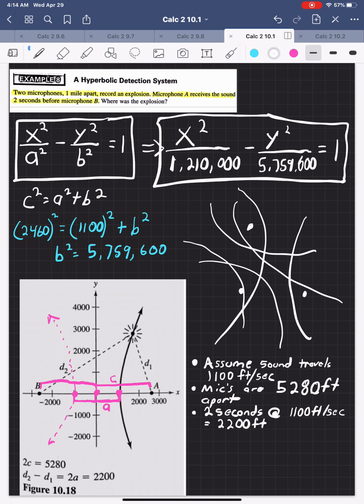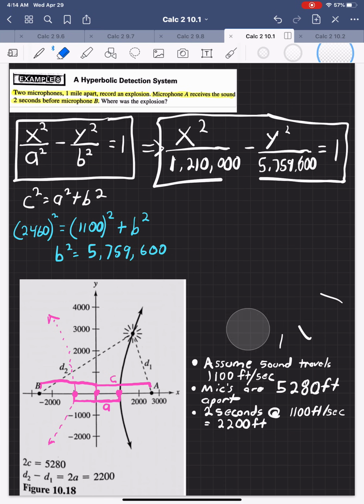Where, I don't know how this came out with my stylus, but where the intersection between all three branches, if there is one part where 3 branches all cross at the same time, at that location would be the point of the explosion. I didn't draw very well. So anyway, yes, you would need a third microphone to actually figure out where the explosion occurred.